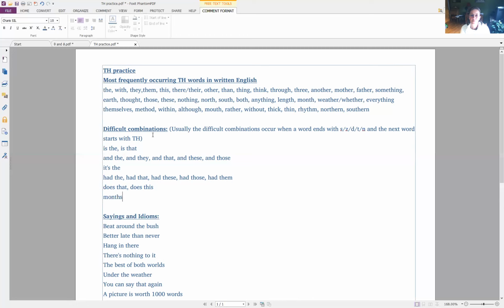Here's the next one. And the, and the, and the, and they, and that, and these, and those. You'll notice you don't really hear a strong D here. Because this combination is difficult, that D tends to hide. It's almost like and the, and they, and that, and these, and those. It's the, it's the, it's the one. Had the. Same thing here. The D tends to be held back.